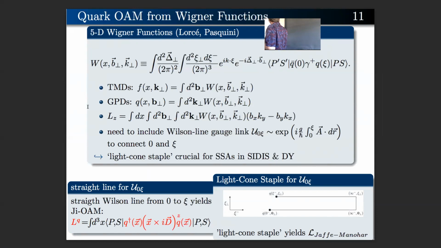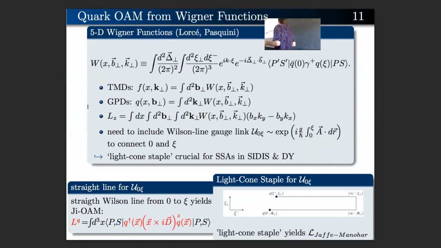Because it involves a non-local correlation function, we need to insert a Wilson line to make it gauge invariant. The simplest way to do it would be a straight line connecting these two points. It turns out if you do that, you get the G orbital angular momentum.